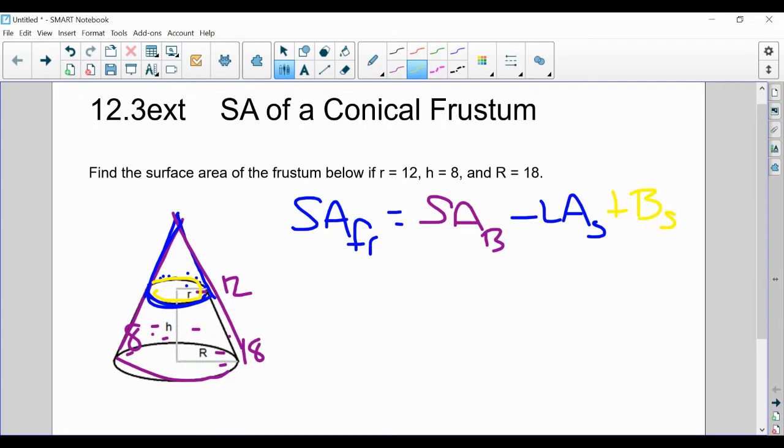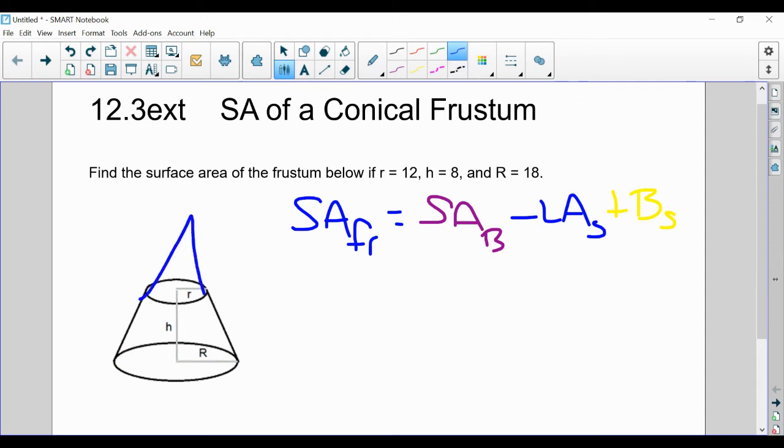If I take the surface area of the entire large cone, I do get the base on the bottom here. Then I'm going to subtract away the lateral area of the small cone, and then add back the base of the small cone. That will give me the surface area of the frustum. Now, when I do that, I'm missing some measurements, so I'm going to need some similar triangles in order to find out what these missing measurements are. Okay, so let's start with our large cone.